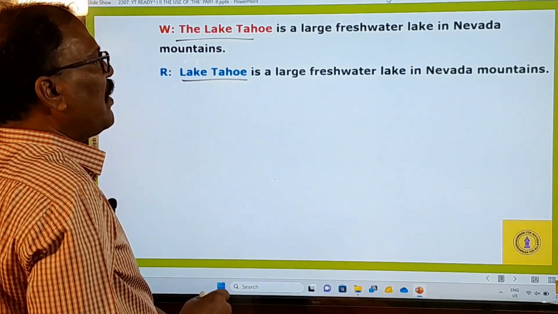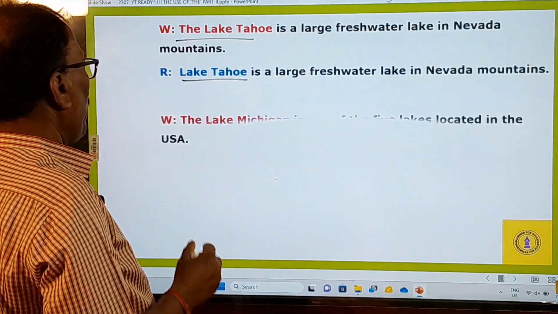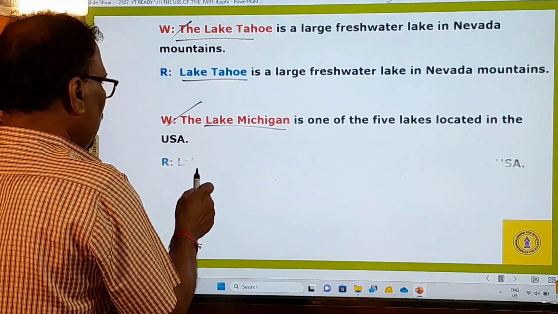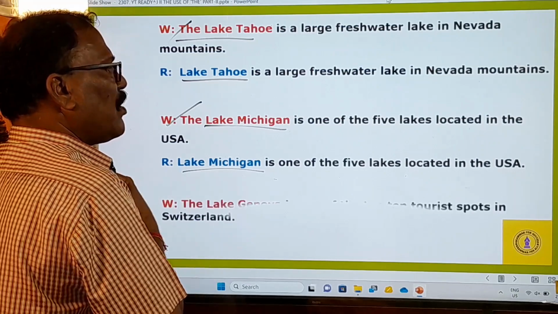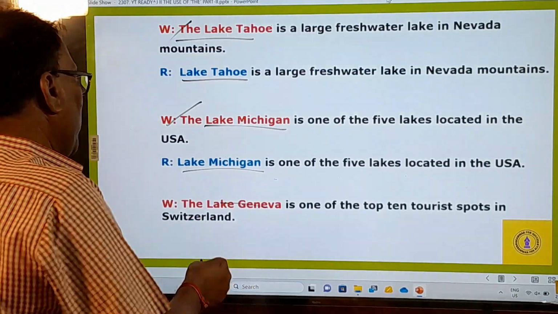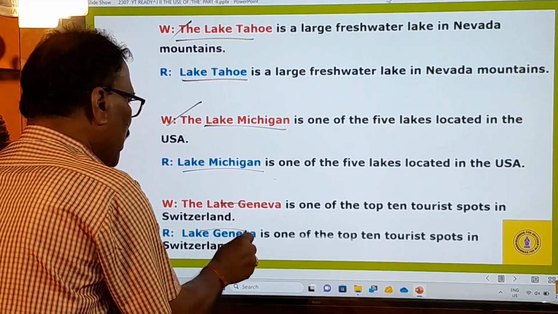Lake Tahoe is a large freshwater lake in the Nevada mountains. And the Lake Michigan is one of the five lakes located in the USA. Lake Michigan is correct. The Lake Geneva is one of the top 10 tourist spots in Switzerland. Okay, Lake Geneva itself is enough.